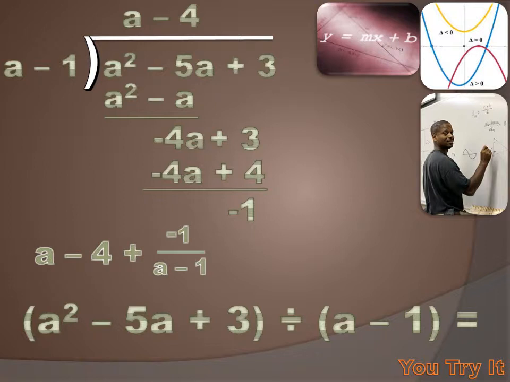So my answer is a minus 4 plus negative 1 over a minus 1. Or I could rewrite that as a minus 4 minus 1 over a minus 1.